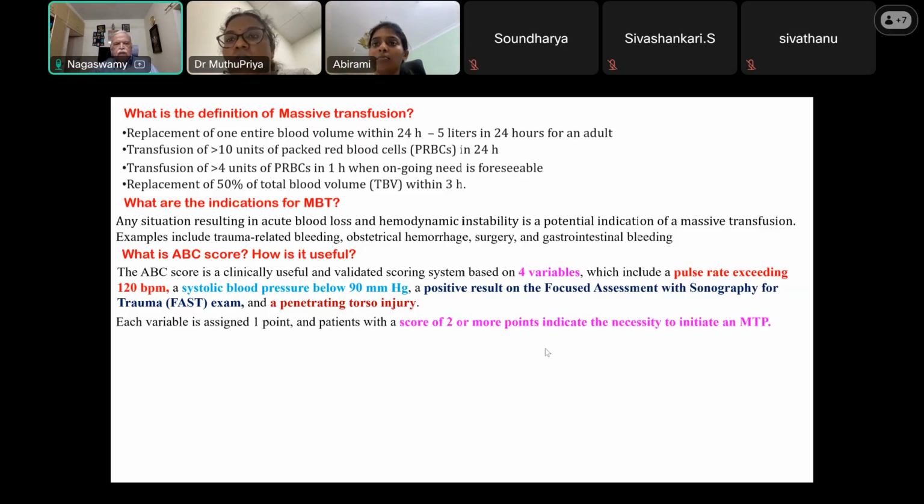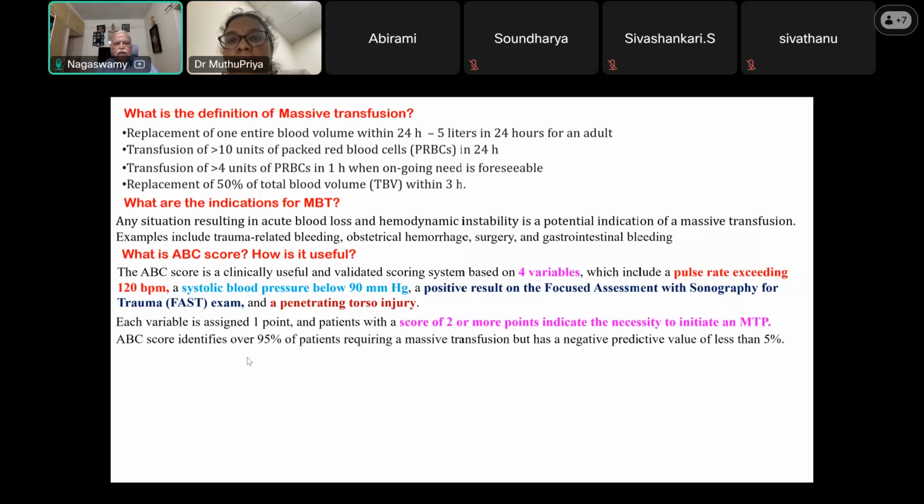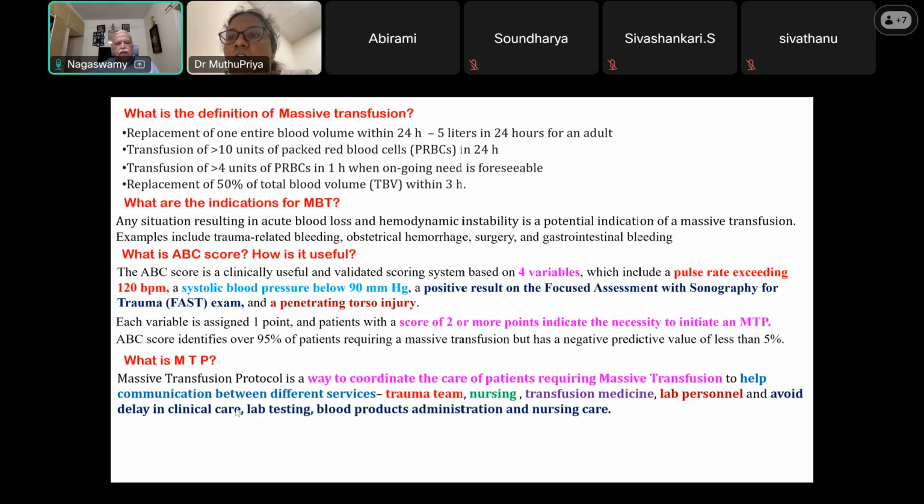So if you have a score of 2 or more, it is an indication to activate the MTP, that is the massive transfusion protocol. It identifies 95% of patients requiring massive transfusion, but of course there is a 5% negative prediction also.